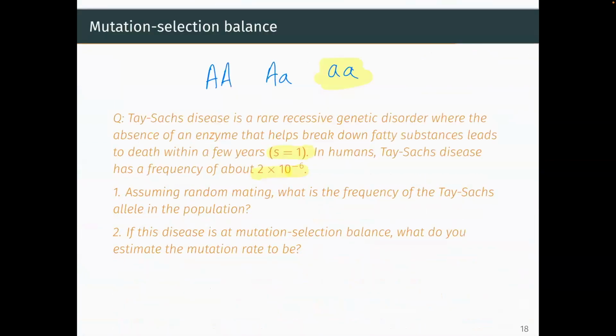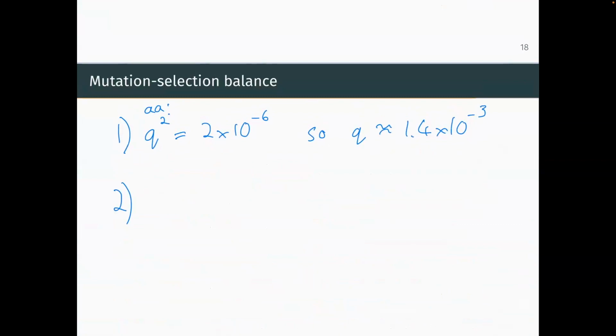Okay, so we want to find out what U is. Let's work through it, starting from this point here. Q, as we're told, is equal to the square root of U, our mutation rate, over S. S is equal to what? S is equal to 1, because every individual is dying, as it's told in the question. So we just have the square root of U, so U is equal to Q squared.